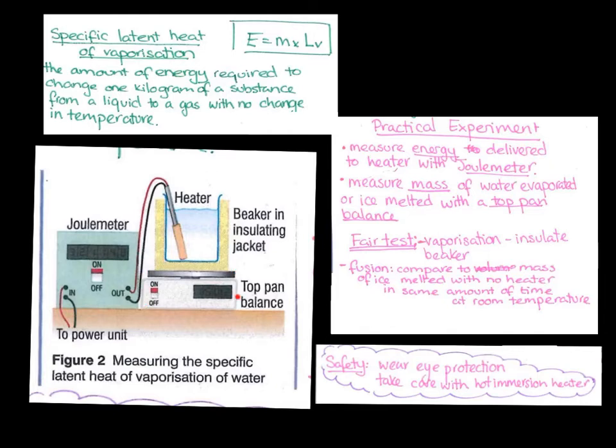It's on a top pan balance, and what happens is we heat up the water with a heater, and that will bring this liquid to the boil, and some of this liquid will then escape off as a gas, and as that happens the mass measured by the top pan balance will decrease. So you can measure the mass of the water that has been boiled and turned into a gas. That's where you get your mass from, the change in this reading here. Your joule meter will give the energy, and then you can calculate the latent heat of vaporization.